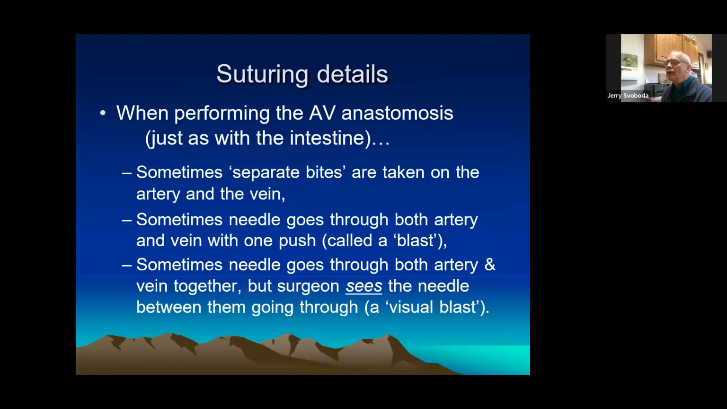When you're performing the AV anastomosis, sometimes you take separate bites on the artery and vein. Sometimes you go through them in one push together, and sometimes you go through them vein, then artery, but you see the vein passing between the two. So we call that separate bites. When you're talking to a student, we're referring to separate bites, or blasting through both, or a visual blast. Take a visual blast means go through both of them, but I want to see it going through. And any of these three are appropriate depending on the circumstance.